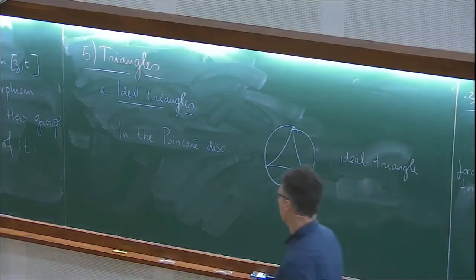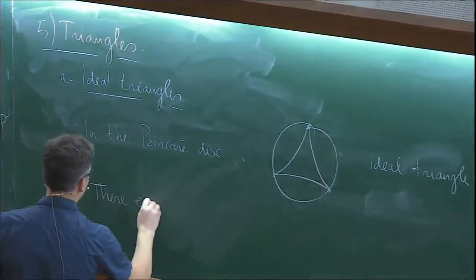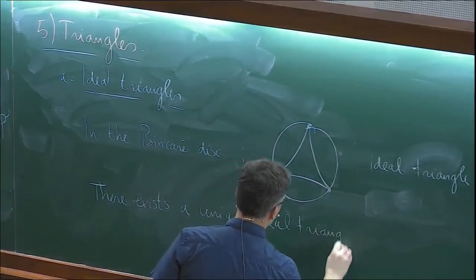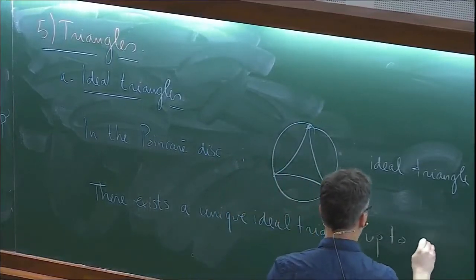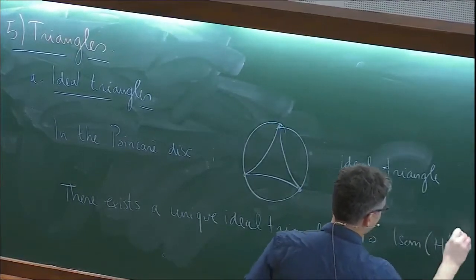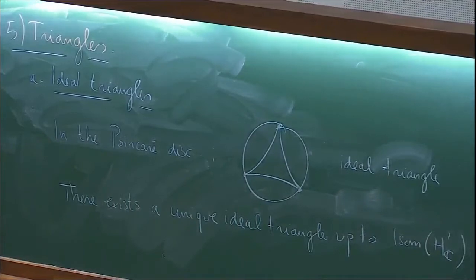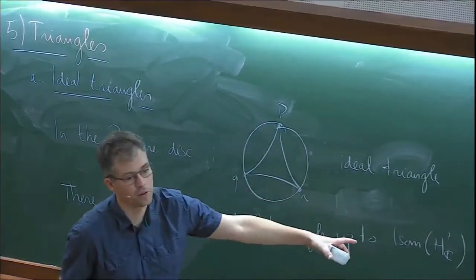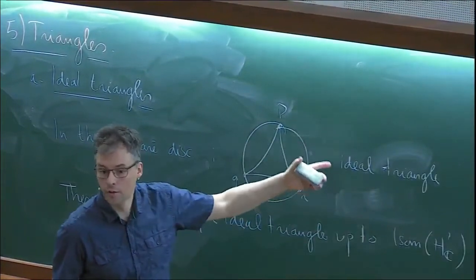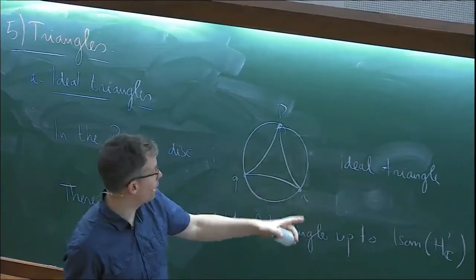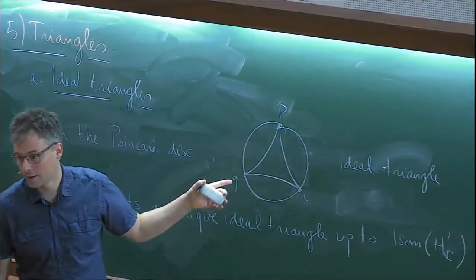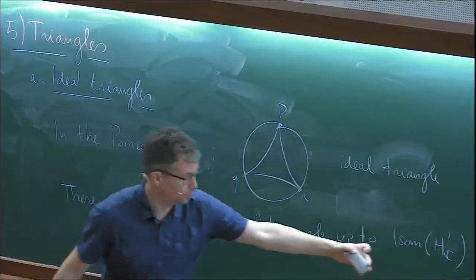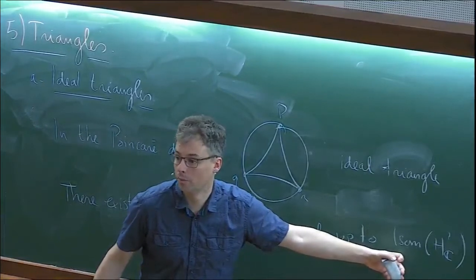And I'm saying there exists a unique ideal triangle up to the isometry group of H^1_C. So if I have my three points P, Q, R, depending on the order in which you take the points, a priori (P, Q, R) and (P, R, Q) are not in the same holomorphic class. You need an anti-holomorphic map to identify one to the other. That's why I'm putting here Isom of H^1_C rather than PU(1,1) or PSL(2,R).